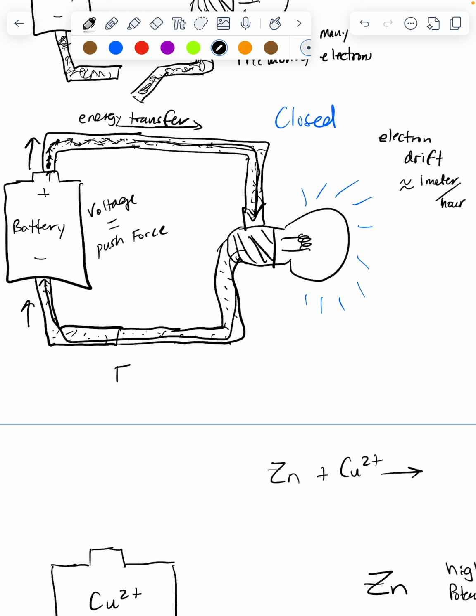So the energy transfer is very fast, and that's between electrons, so they're bumping into each other. Think of that as passing the electron on from one electron to the next. And all the electrons start moving at the same time.